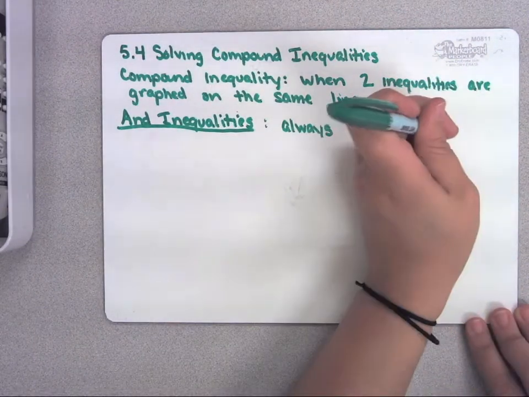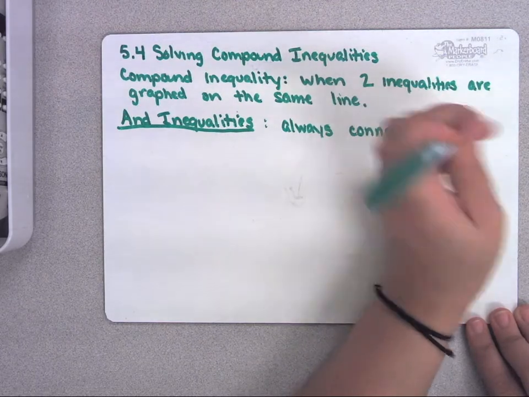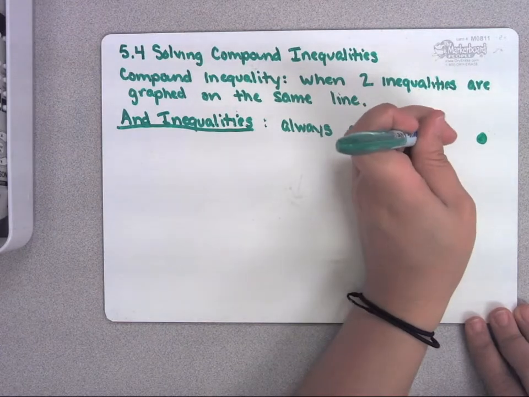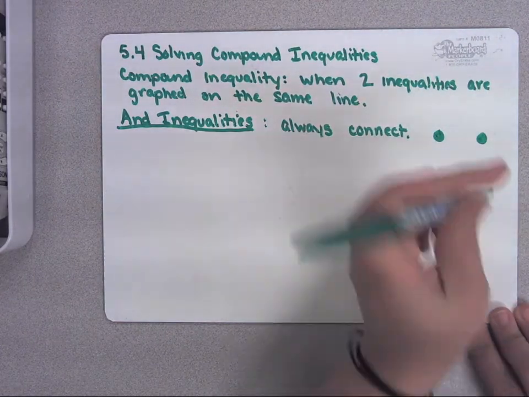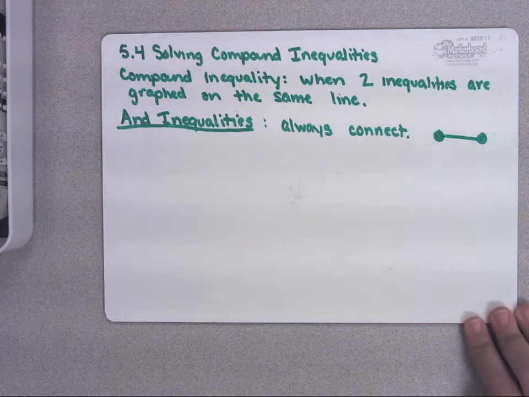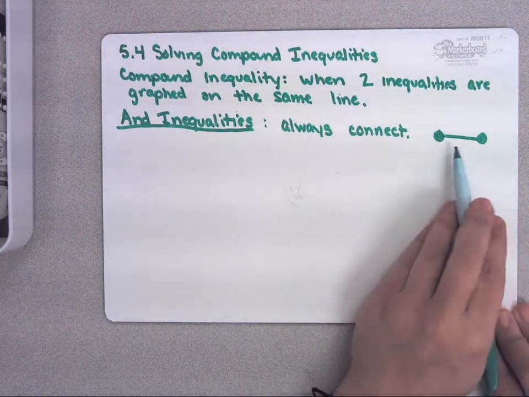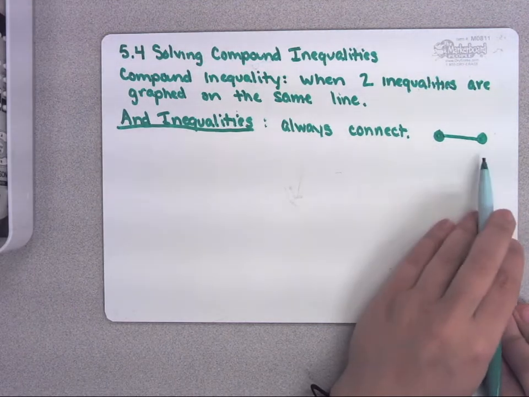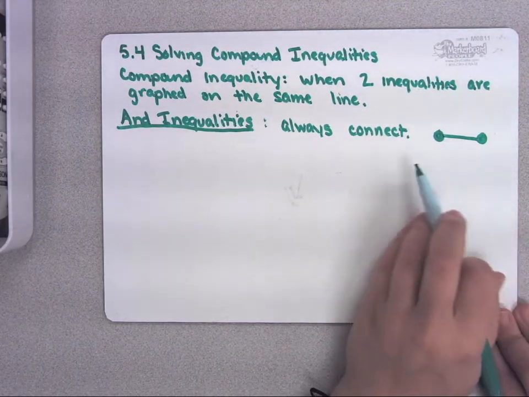So that means we're going to have two different points, right? Like one can be open, one can be closed. They could both be open. It could be all different kinds of things. Okay? And you're just going to connect one to the other. The graph will always look like this. Now the points will be different. The points can be open or closed, but the line will always connect them.